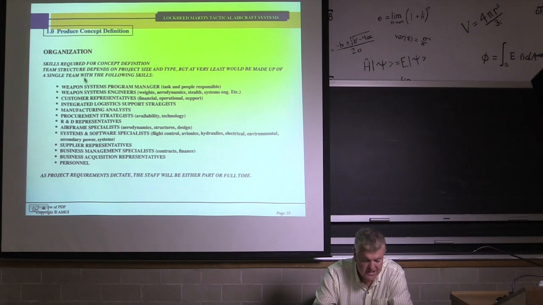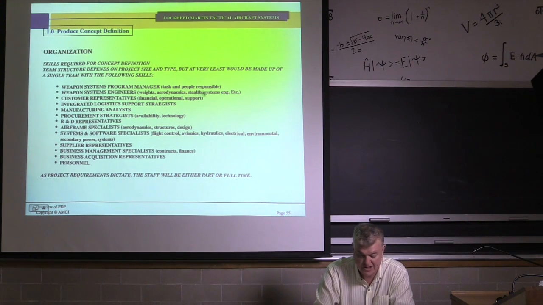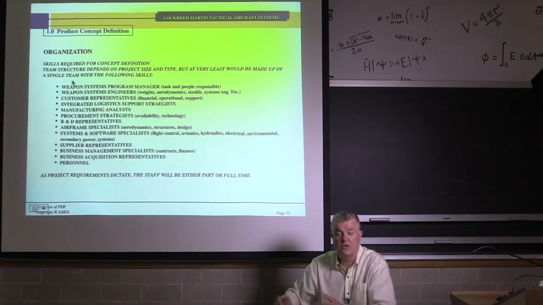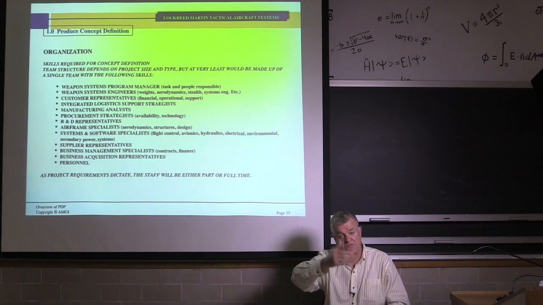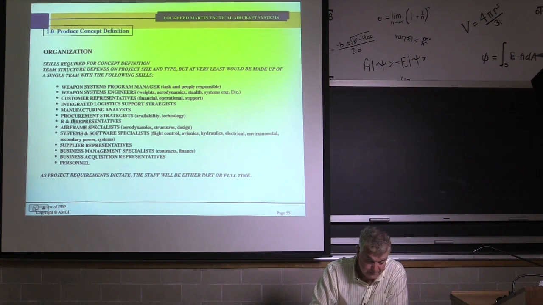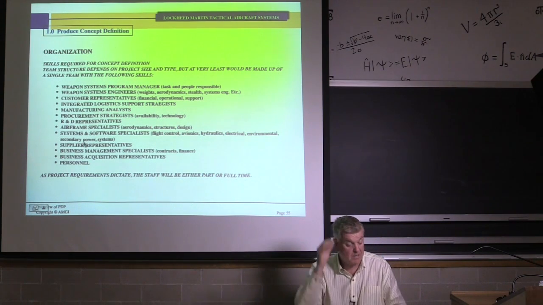So this is produce design concepts. I'll finish with this one. The weapons systems program manager has to define his deliverables, what tasks, and what people are responsible for. Weapons system engineers are involved with weights, aerodynamics, stealth systems. So this is the organizational side. You have to define the organization that's going to work on these programs and define them in what phases and stages and processes they're going to work at. And airframe specialists, aerodynamics specialists, structural analysis, designers for the airframe. And then systems and software: flight control systems, avionics systems, hydraulics, electrical systems, environmental and power systems, and so on.